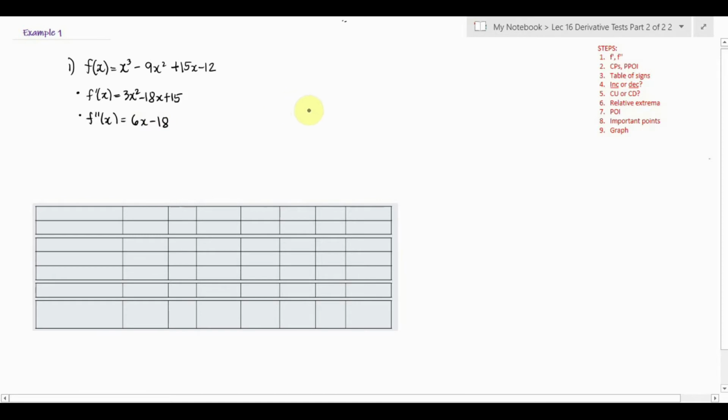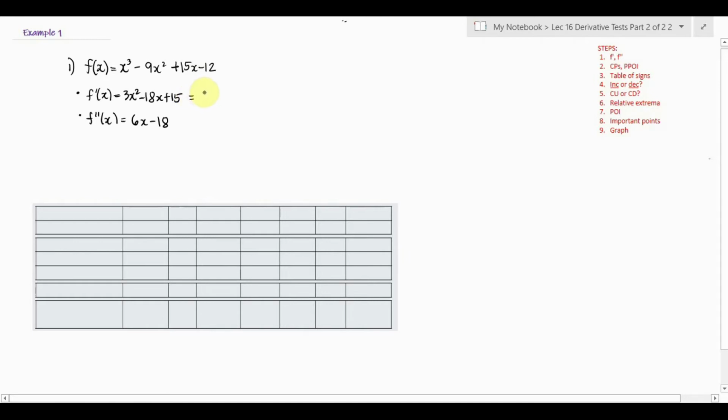Okay? So, yung second step natin will be to get the critical points and the PPOI or the possible points of inflection. Kung mapapansin natin, itong dalawang derivative natin ay never mag-undefine. So, therefore, ang CPs at PPOIs lang nila ay kung saan 0 itong dalawang derivative. Okay? In other words, we want to get the zeros of these two. And we can do that by factoring them completely.